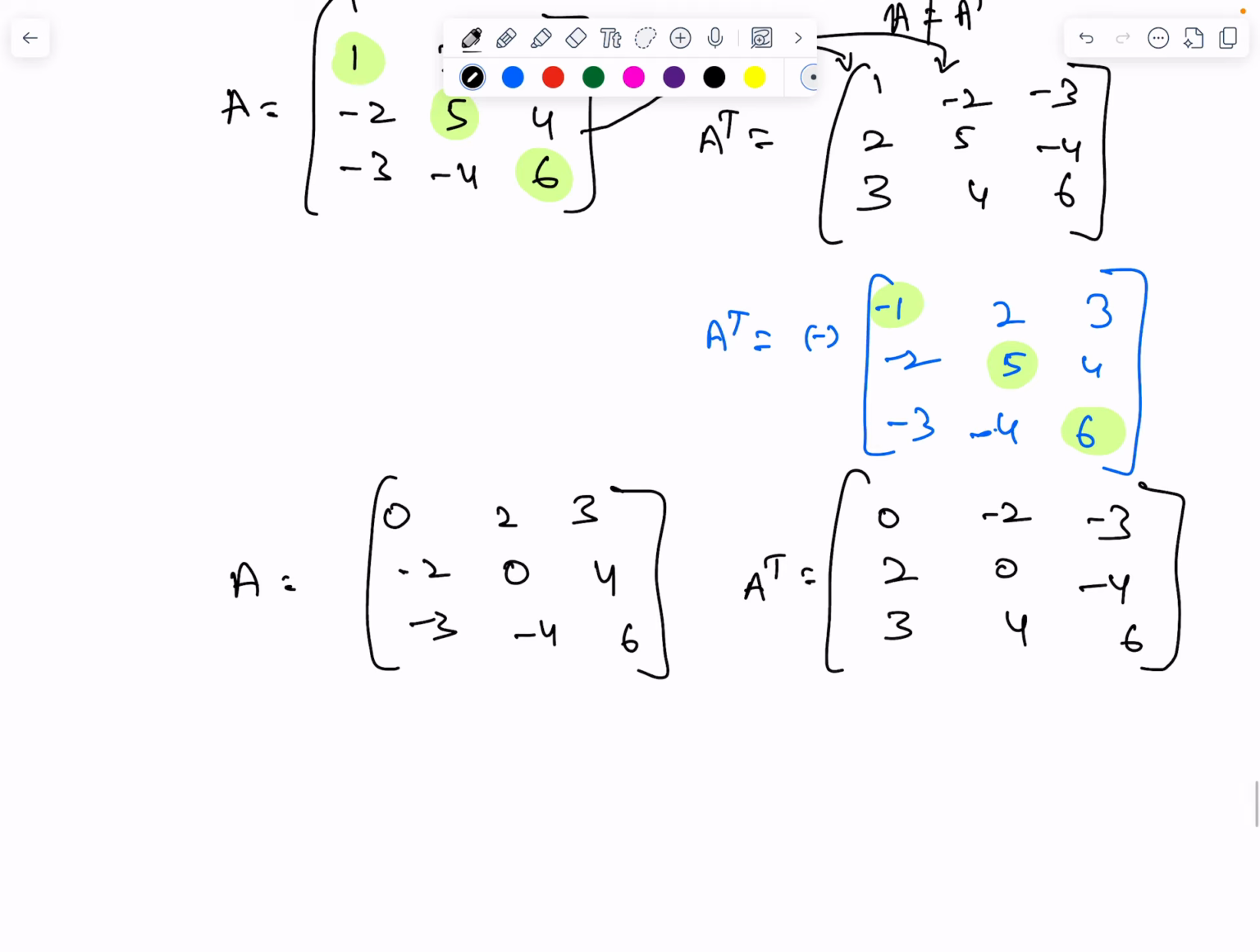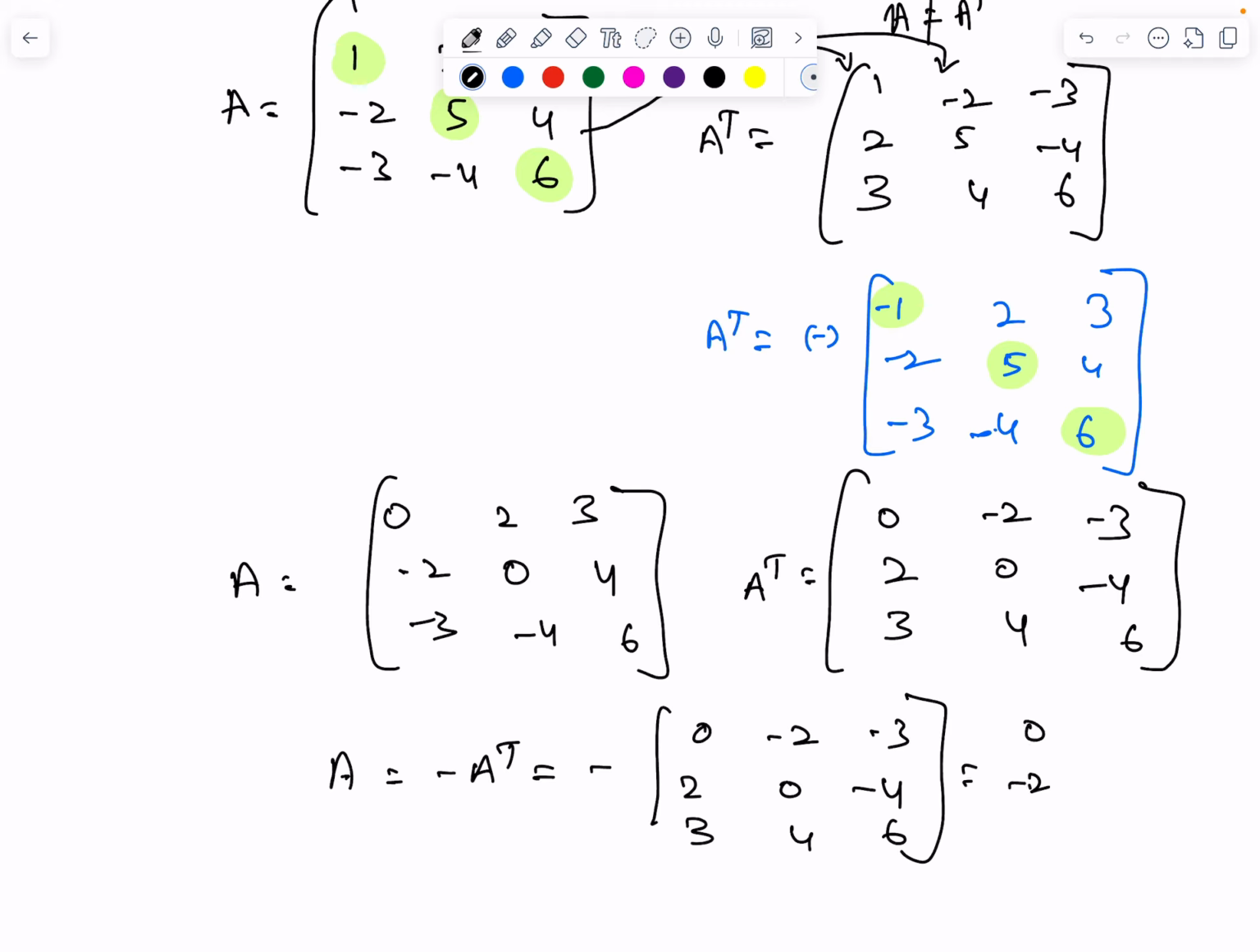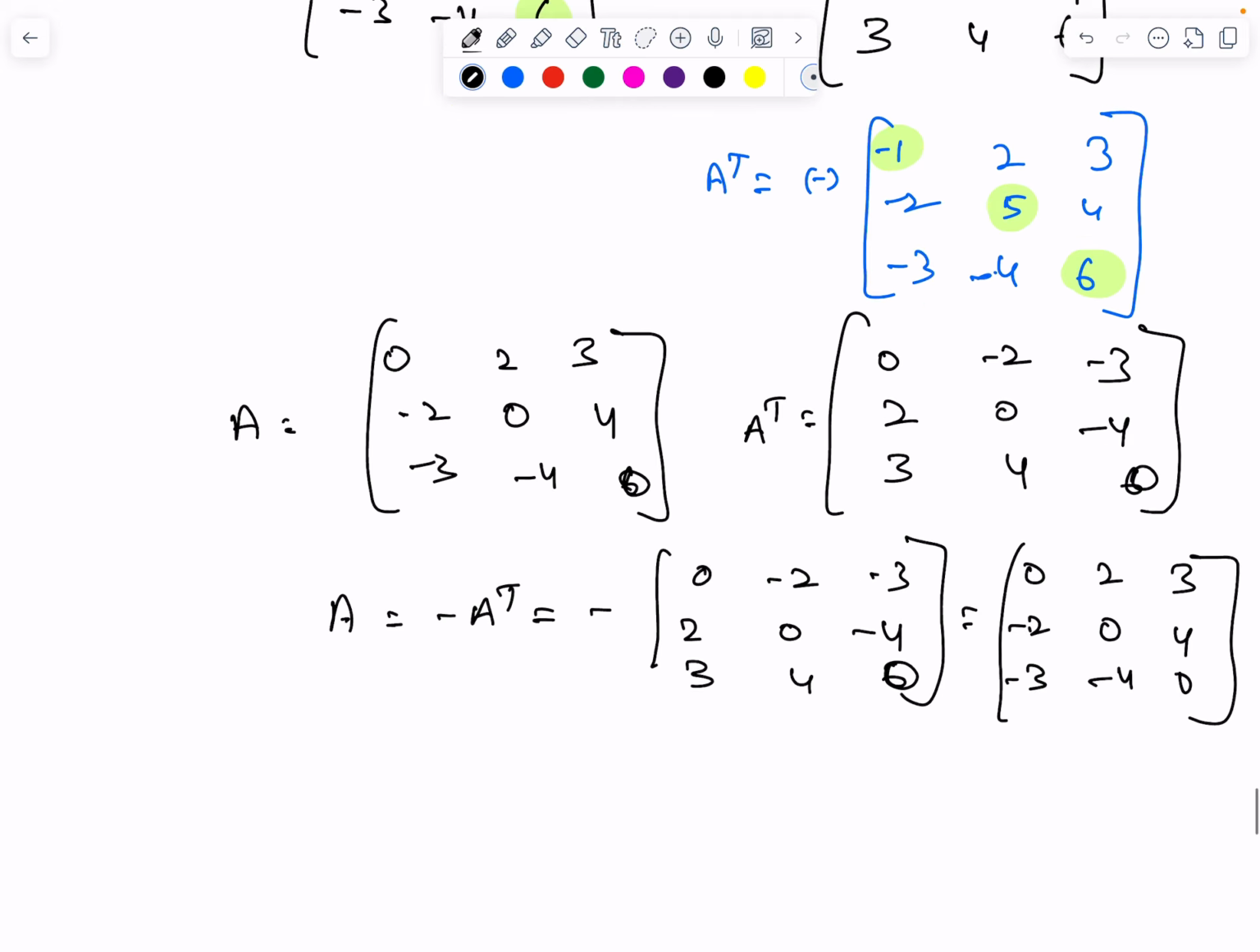Now, if I take minus of A transpose, that is minus of 0, minus 2, minus 3, 2, 0, minus 4, 3, 4, 0. If I multiply, this is becoming 0, and then 2, 3, and then minus 2, 0, 4, minus 3, minus 4, 0. I'm sorry, this must be 0, yeah, this must be 0. Therefore, this is exactly A. You look at that, exactly A. Therefore, A is equal to minus A transpose implies skew-symmetric.